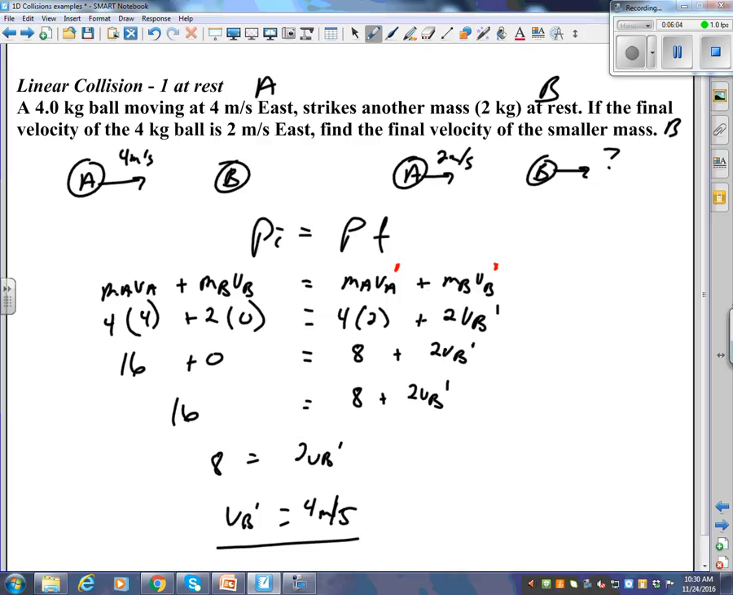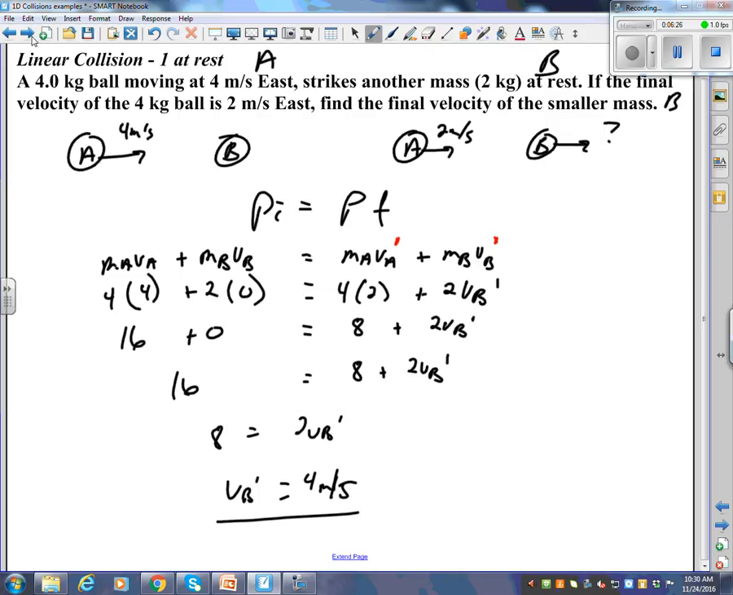Is the arithmetic hard, like the math? No. The setup and the organization of it is what's hard, and it just takes practice. Did you have enough space? Ready for the second one? Oh, those guys are still ready.